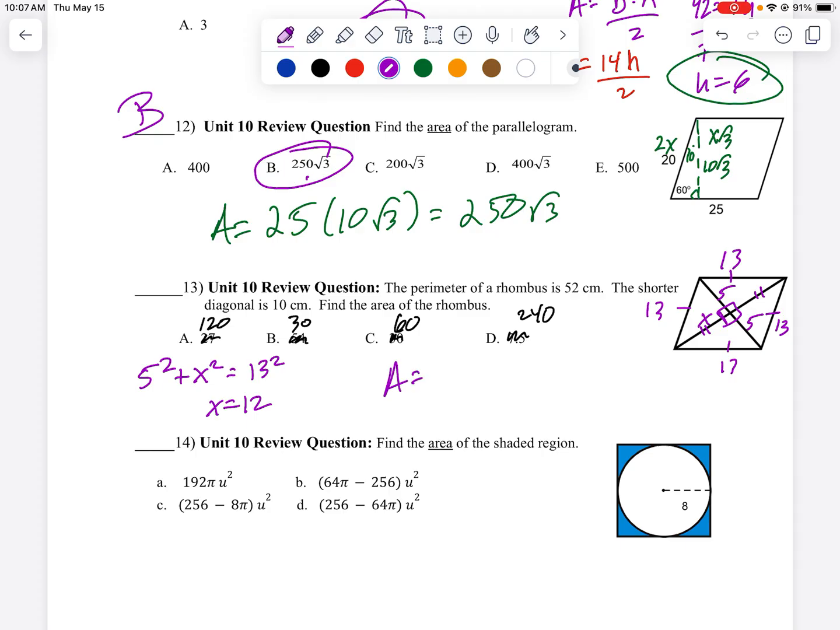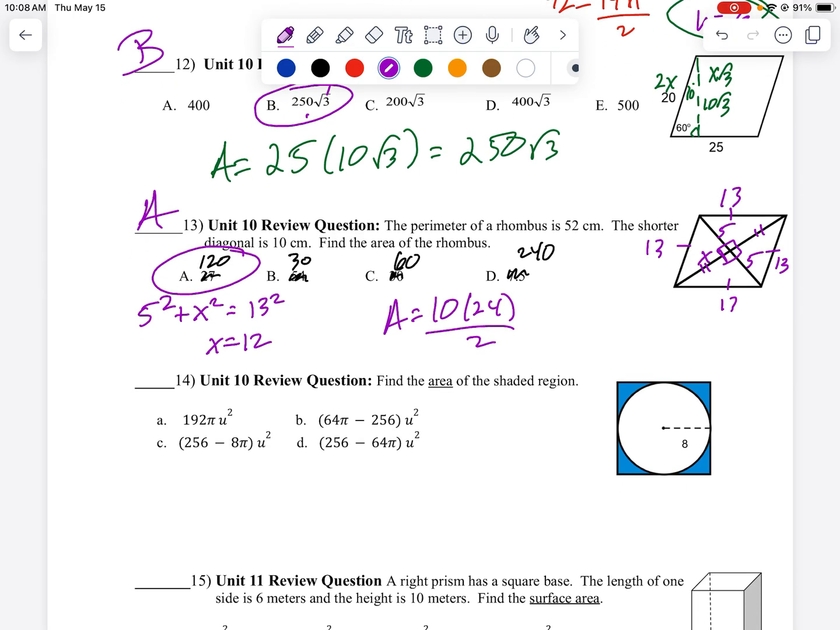And to find the area of the rhombus, I do diagonal 1 times diagonal 2. So 10 times 24, and then divide that by 2. Okay? Remember, 10 is the whole diagonal, 24 is the whole other diagonal, and you should get 120, A.